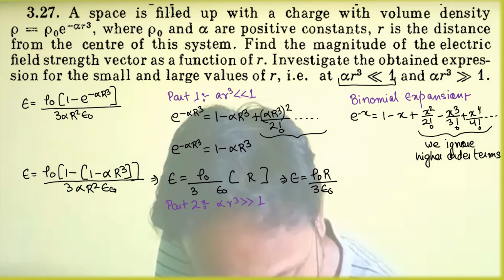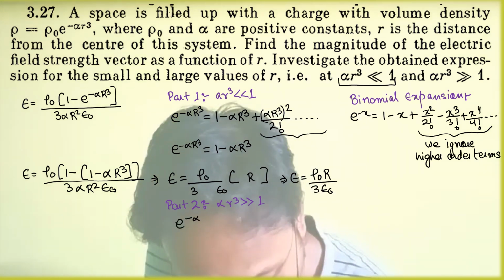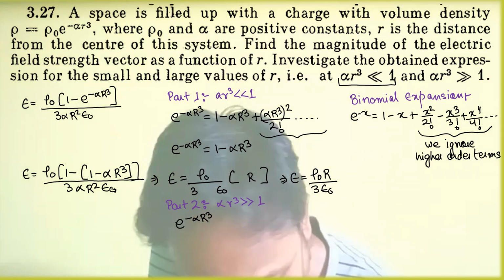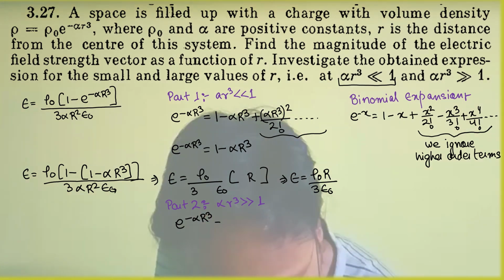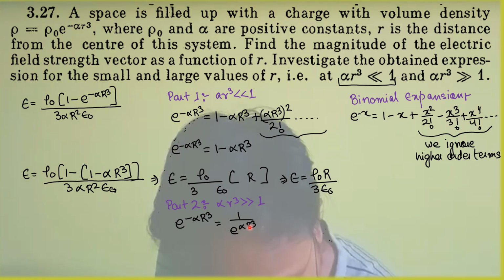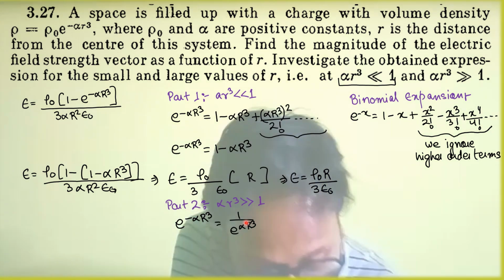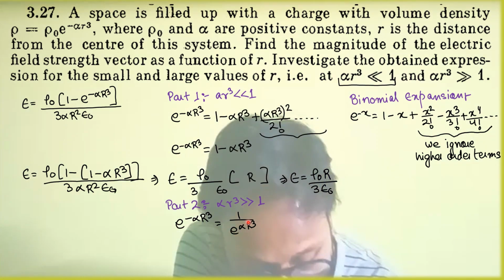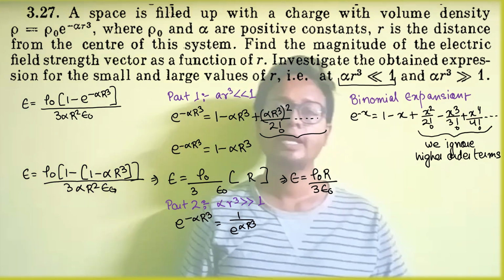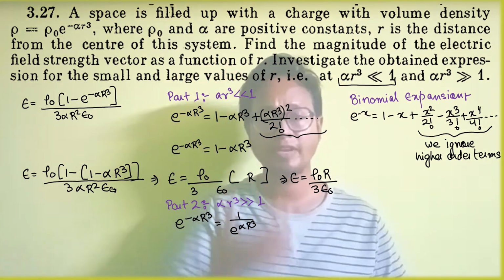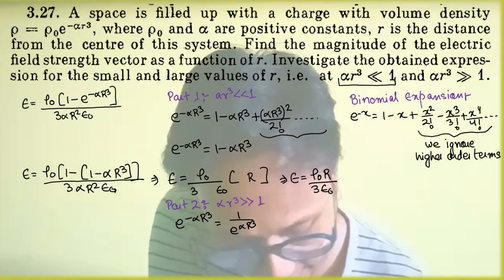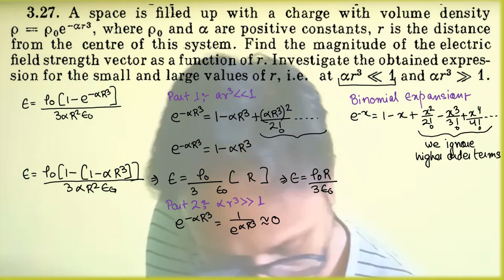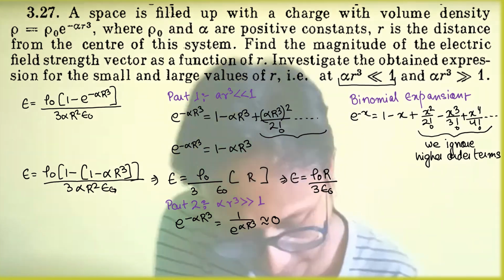See, e to the power minus alpha r cube. When r is much greater than 1, what happens? e to the power minus alpha r cube can be written as 1 over e to the power alpha r cube. So if this r cube becomes infinity, what happens out here? This denominator becomes a very large number, and any finite number divided by a very large number nearly tends to 0, isn't it? So this will nearly tend to 0. Okay, fair and fine.